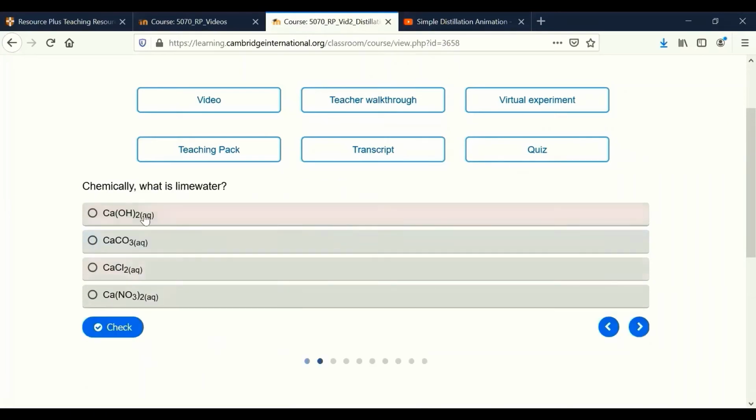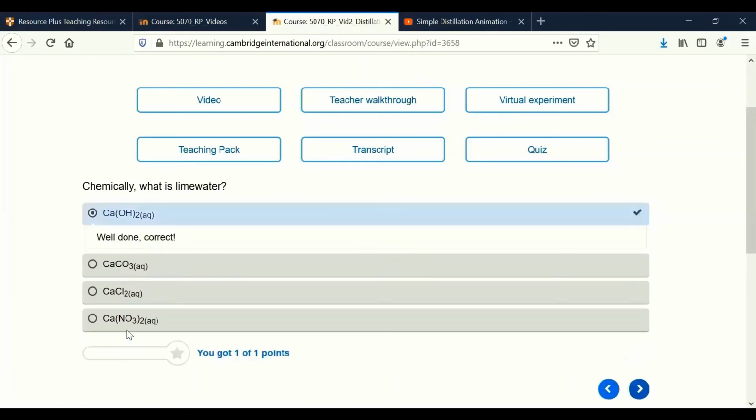Next, chemically, what is lime water? Calcium hydroxide, calcium carbonate, calcium chloride, or calcium nitrate? Think for a moment or go back into the video and see what is the formula for lime water. I think it would be calcium hydroxide. Check. That is the right answer.